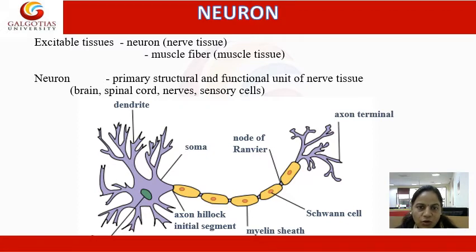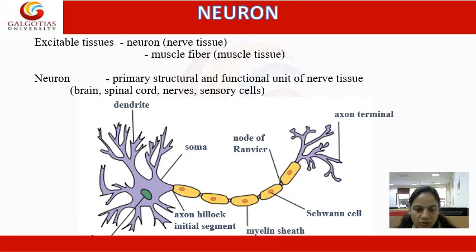So to go with all that, we need to understand what neurons are, and I have shown you the diagram of a neuron. You can see the diagram of a neuron that is responsible for passing the information, or you can say the signal, from one part to another part of the axon or the neuron. The excitable tissues are the nerve tissue, that is the neuron, and the muscle fiber, that is muscle tissue. The neuron is the primary structure and the functional unit of nervous tissue that is present in the brain, spinal cord, and passes through the whole nervous system: brain, spinal cord, nerves, and sensory cells.